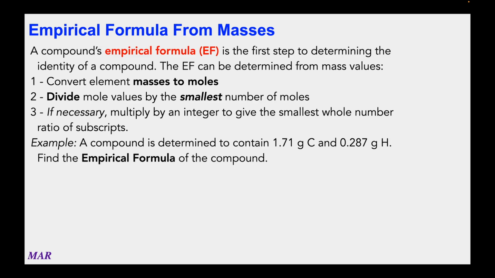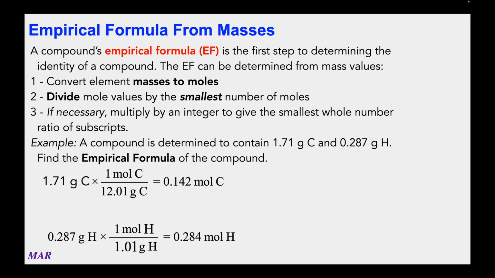Let's look at an example here. We have 1.71 grams of carbon and 0.287 grams of hydrogen. Let's find the empirical formula of this compound. Okay, no problem. We're going to turn the grams of C into moles of C. We're going to turn the grams of H into moles of H, and we'll compare the C and the H. So here's the math. 1.71 grams of carbon will be divided by 12.01 grams per mole for carbon. You can see there the grams of C cancel out.